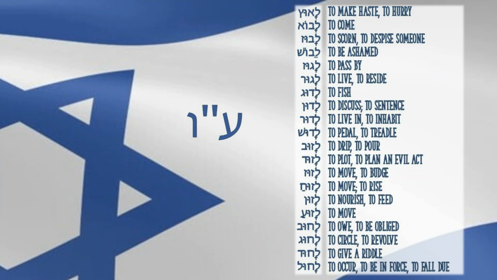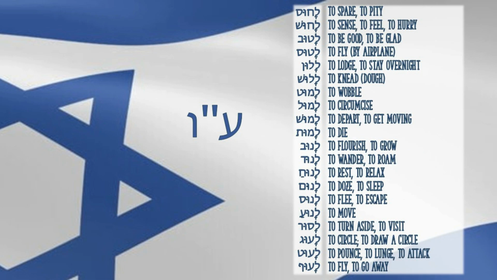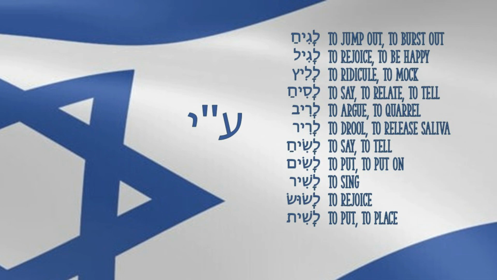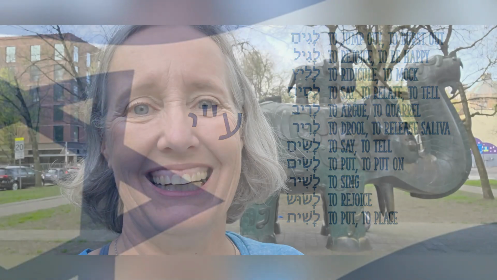So as promised, here is a list of Ayin Vav verbs. And here's a list of Ayin Yod verbs. You can see that Ayin Vav is clearly the bigger group. So that's it for today. Now you know all of the verb forms for binyan pa'al, gizrot, Ayin Vav, and Ayin Yod.